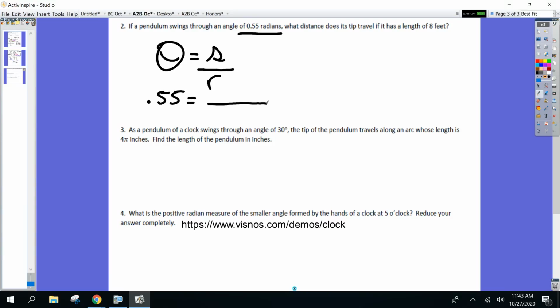What distance does the tip travel if it has a length of 8 feet? So we've got to figure out what this 8 feet is. The pendulum has a length of 8 feet. There's your pendulum, right? It's got a length of 8 feet, and we want to know how far it travels back and forth here. So what do you think that 8 feet is going to be in my formula? Is it the arc length or is it the radius length here?